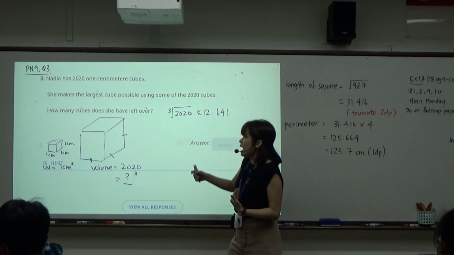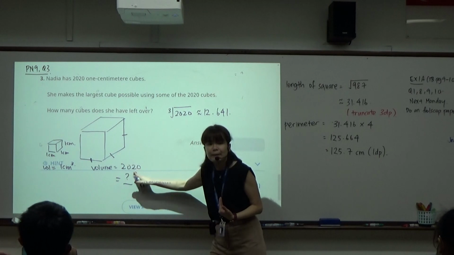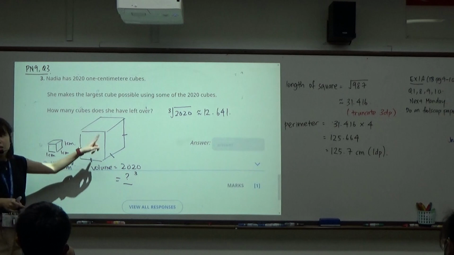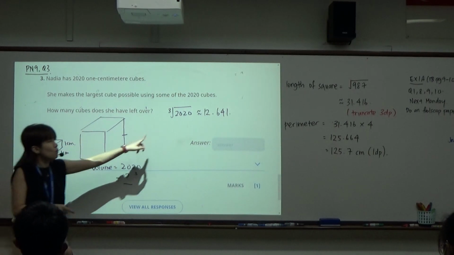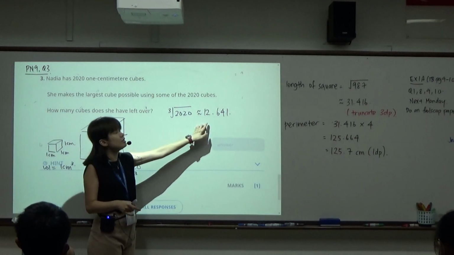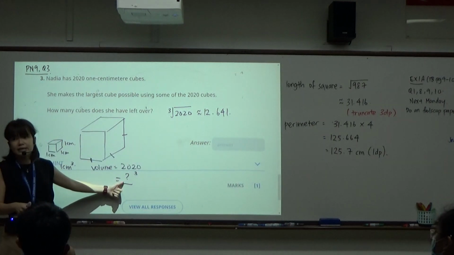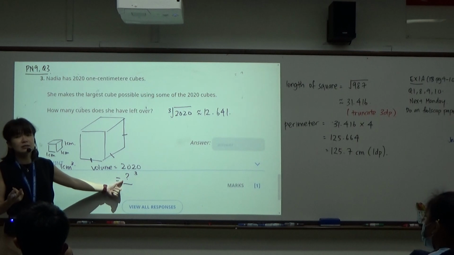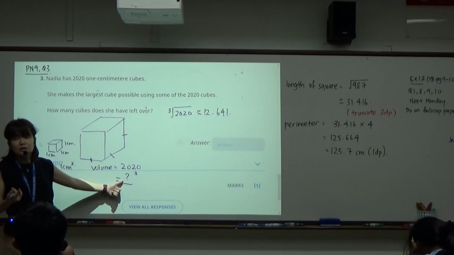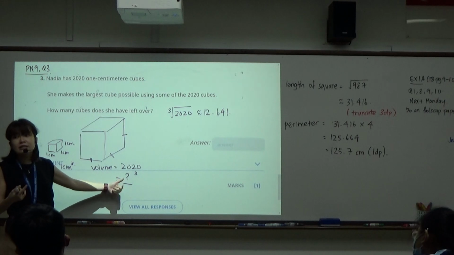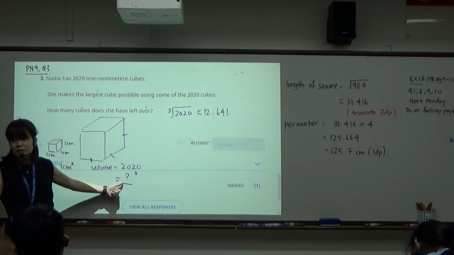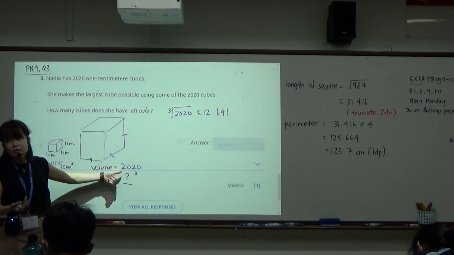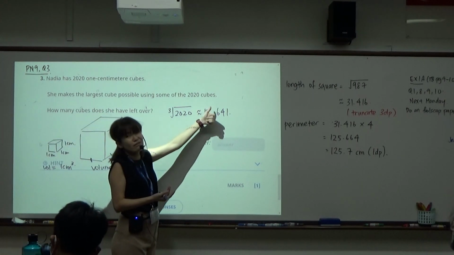And yet, I must be able to form a perfect cube number because all the sides must be whole numbers and must be equal in length, right? So what does this mean? With the 12.641, can I choose 13 cm as my length of side? Why, if I use 13? If I use 13, then 13 times 13 times 13 will be 2197, which is more than 2020. So I shouldn't be rounding up.